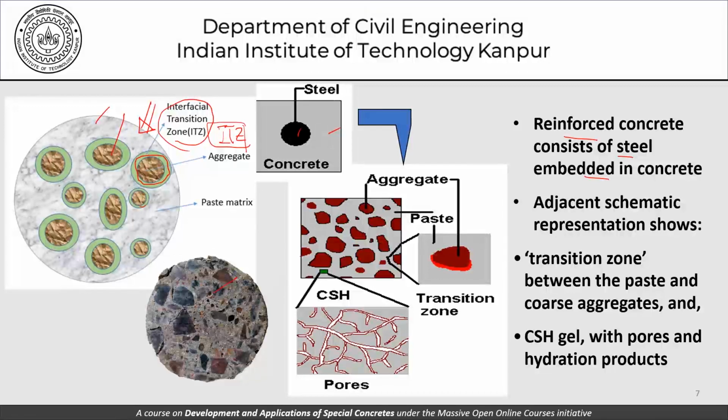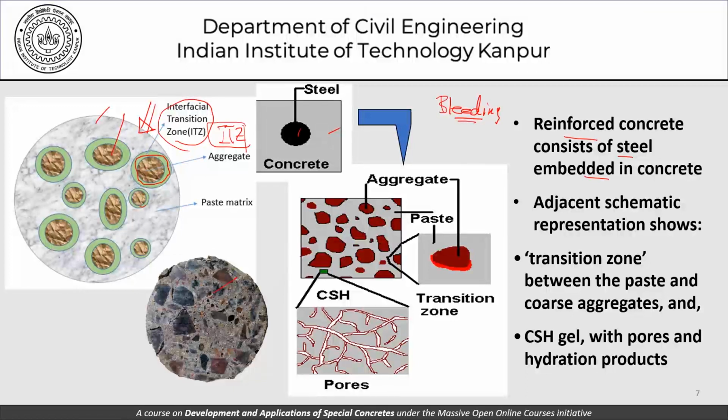Now we must remember that this ITZ is formed as the concrete hydrates, hardens, and reaches its final form. To begin with, there is no ITZ. The aggregates are mixed together with the mortar, and that's what concrete is. But due to various reasons, let me mention one of them, bleeding is the primary reason for the formation of this ITZ.